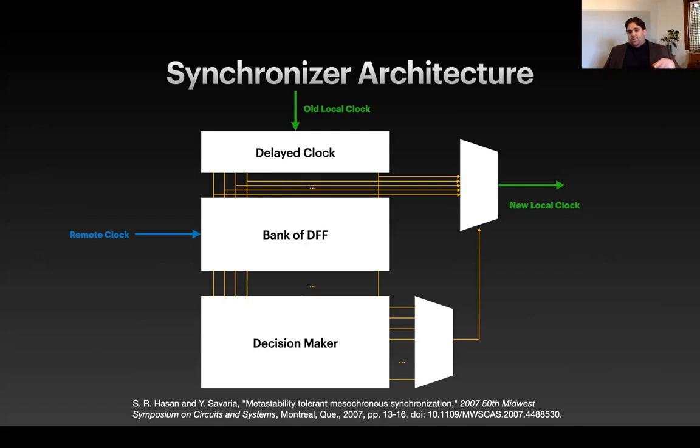Then at the bottom there, you see something called a decision maker. The decision maker will select the closest delayed local signal out of all the choices that come out of the bank of D flip-flops, and the decoder right next to it and the multiplexer up top, those together will select that signal, the new local clock that you see on the right there. That will select the best choice.